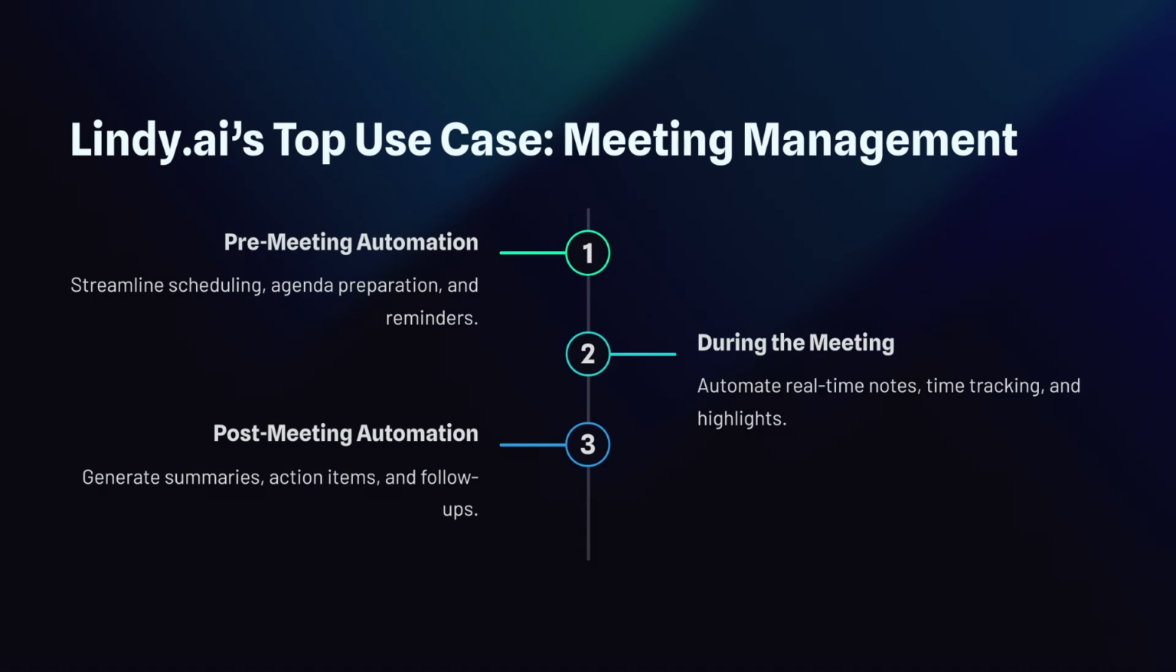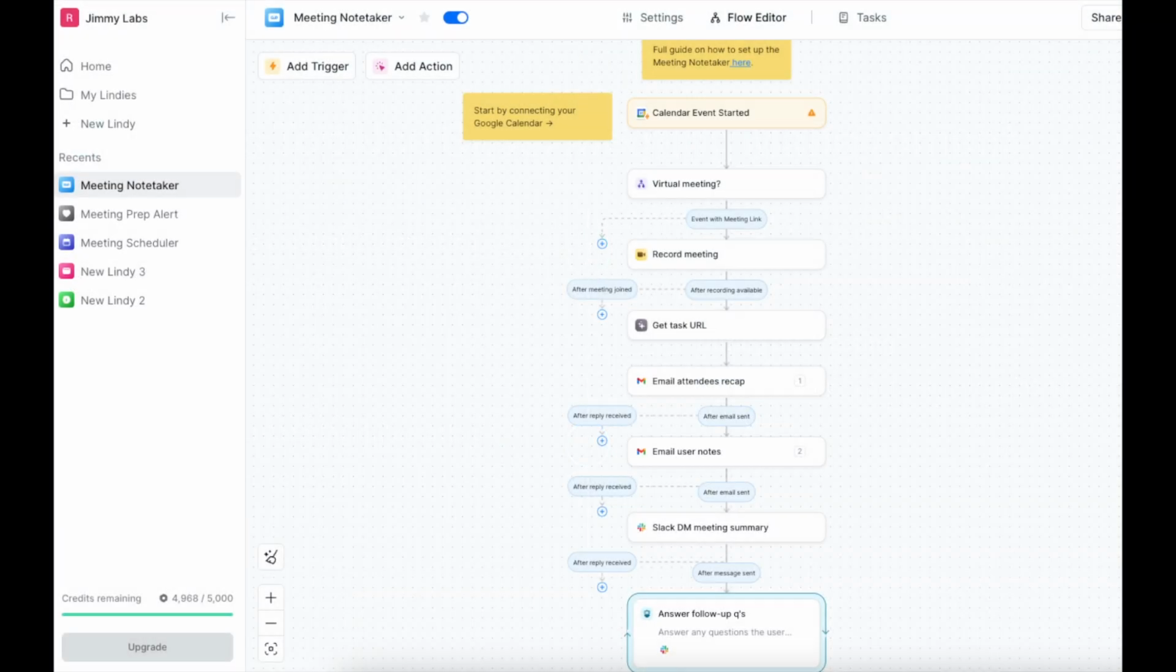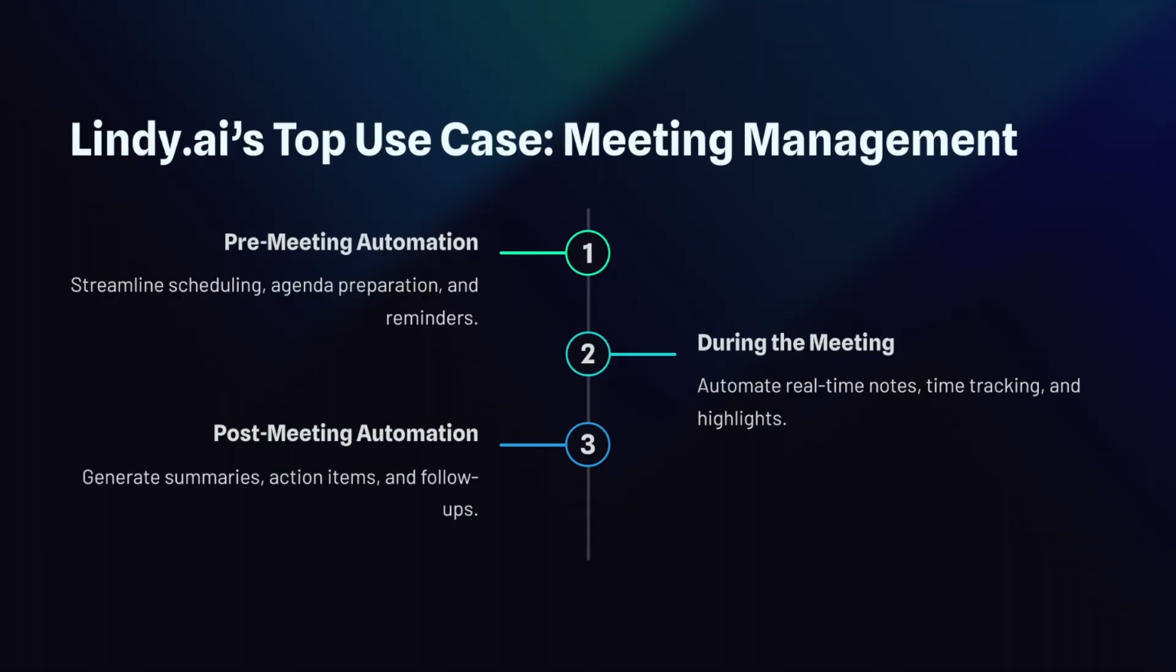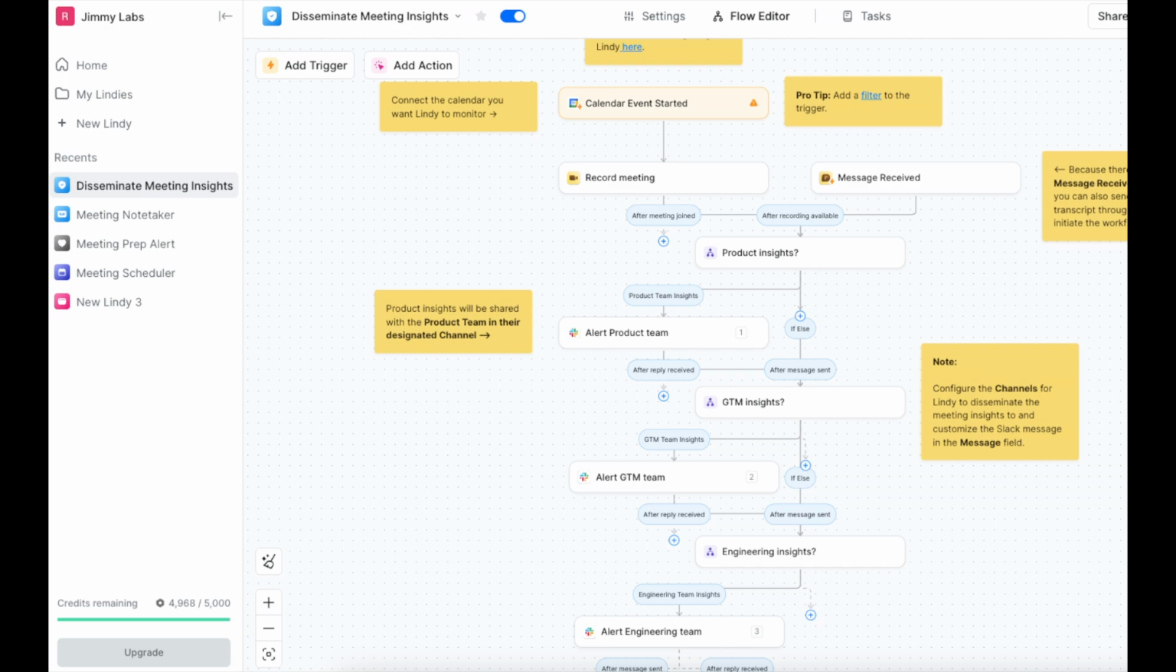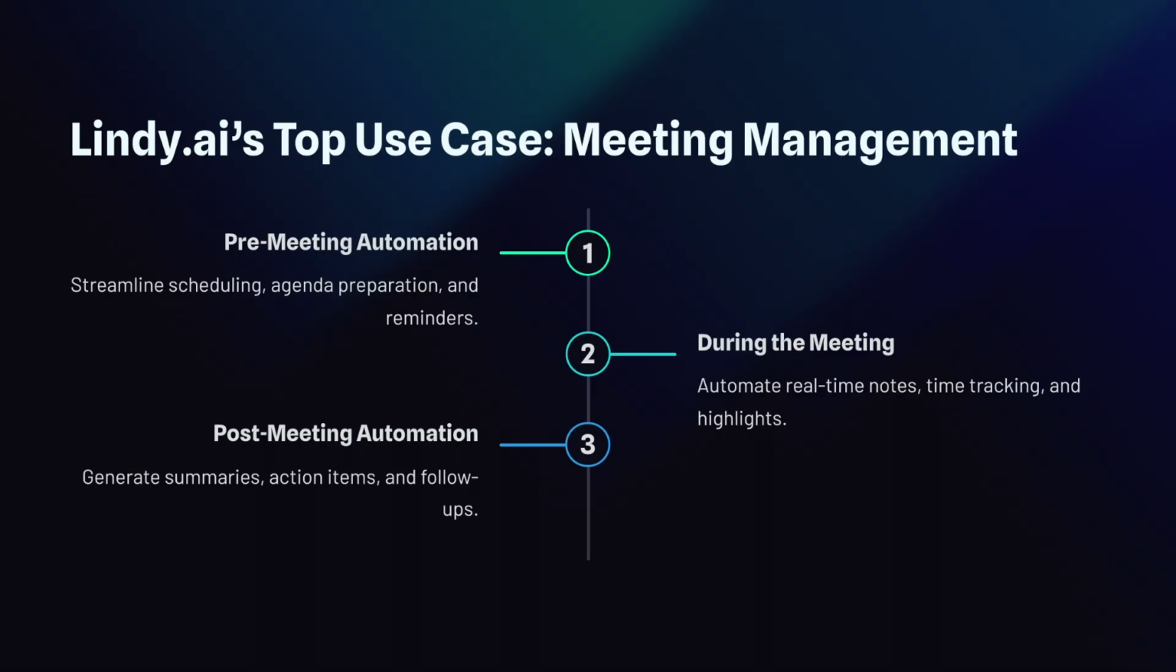During the meeting. When the meeting starts, Lindy's agents can take notes in real time. Track time to ensure the agenda stays on track. Highlight key discussion points and decisions. Post-meeting automation. After the meeting, Lindy takes over. It sends a meeting summary to all attendees, lists out action items, assigns them to the right people, and follows up on deadlines. By automating these steps, Lindy ensures that no detail is missed, and your team stays productive and aligned.